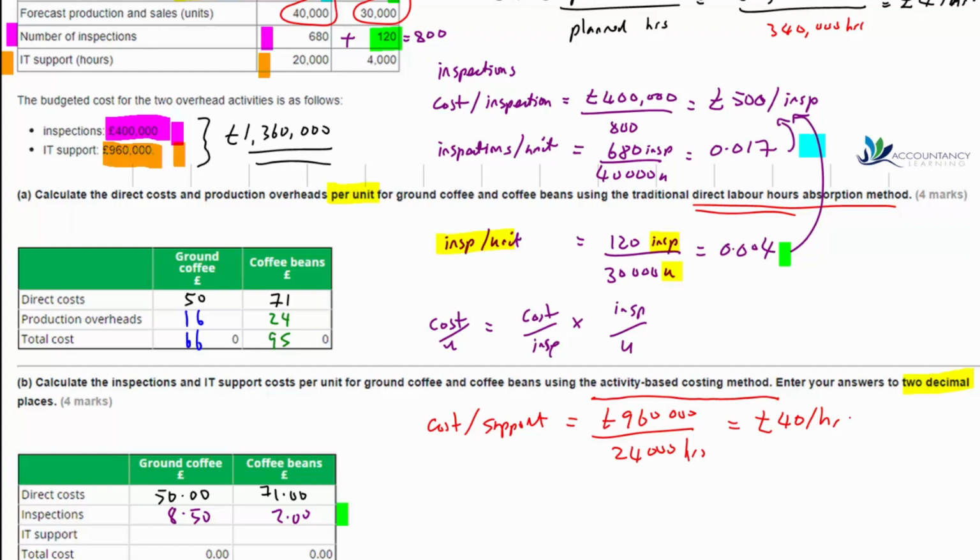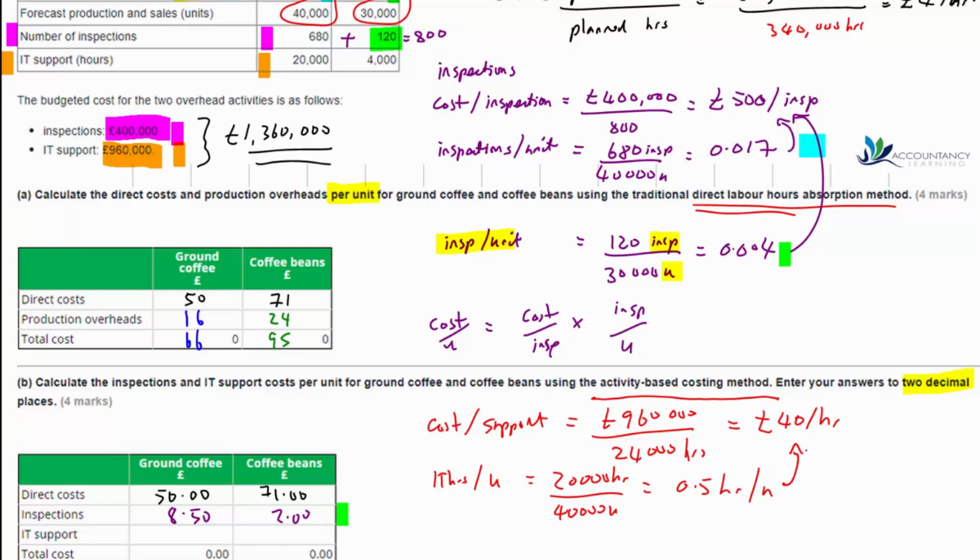So again, similarly, we want the cost per unit, don't we? We don't want the cost per hour. So again, what we need to do then is work out what are the number of IT hours per unit. So we're going to start off by looking at the ground coffee. So we spent 20,000 hours supporting 40,000 units. So our IT hours per unit, we've got 20,000 hours divided by 40,000 units. So that gives us half an hour per unit.